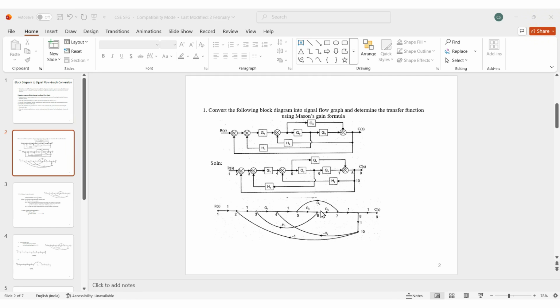So this is a simple way of converting the block diagram into a signal flow graph. Once this procedure is done, the next stage is to proceed in the usual way of finding the transfer function using Mason's gain formula, which means we have to find the number of forward paths and the number of individual loops. We have to identify all the two non-touching loops and so on, then find the value of delta, and then apply everything in Mason's gain formula to determine the overall transfer function of the system. Thank you.